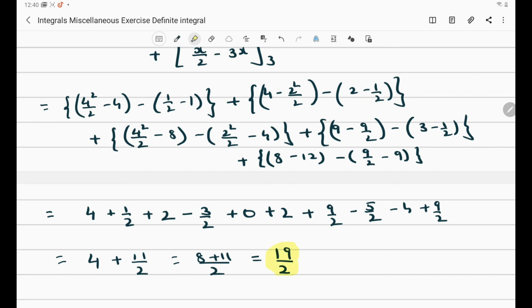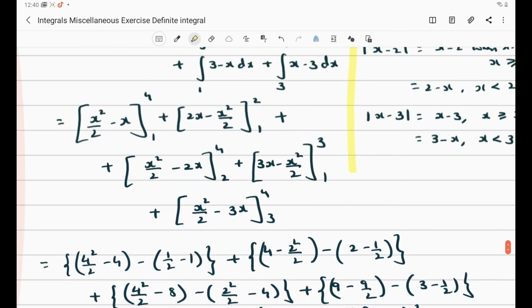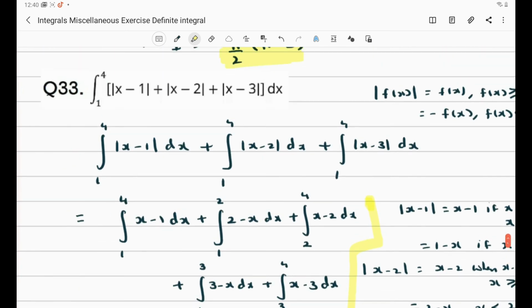So the crux of this problem is to simplify by removing the modulus. So we wrote modulus of x minus 1 as x minus 1 from limits 1 to 4, whereas modulus of x minus 2 is written as 2 minus x for the values less than 2, that is from integral 1 to 2 it is 2 minus x, and for the values more than 2, that is integral from 2 to 4 it is x minus 2 dx.